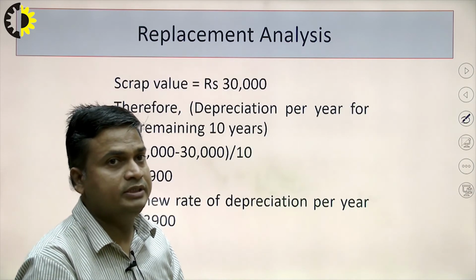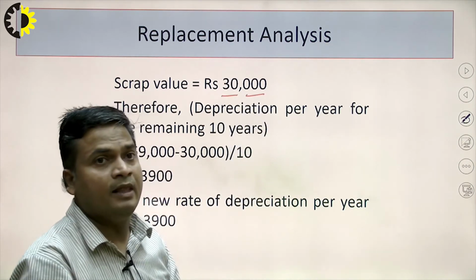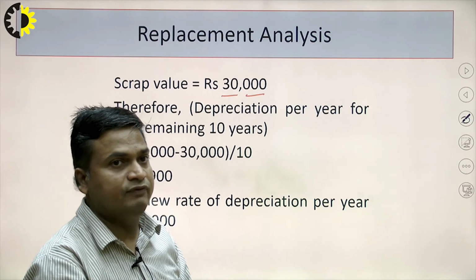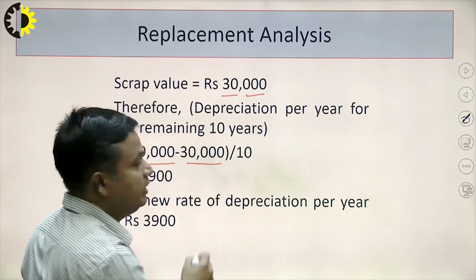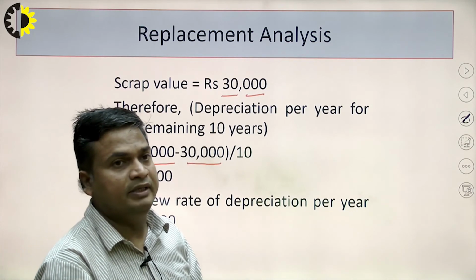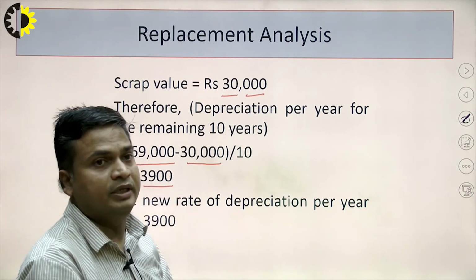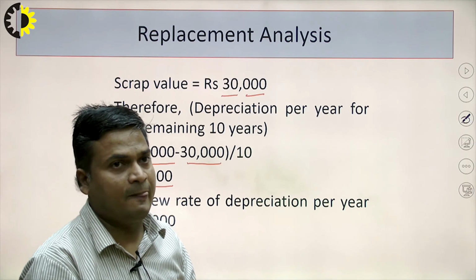Now, scrap value is rupees 30,000, it is the same. Therefore, depreciation per year for the remaining 10 years is the book value 69,000 minus scrap value, divided by 10, and it is 3,900. So, the new rate of depreciation per year is rupees 3,900.